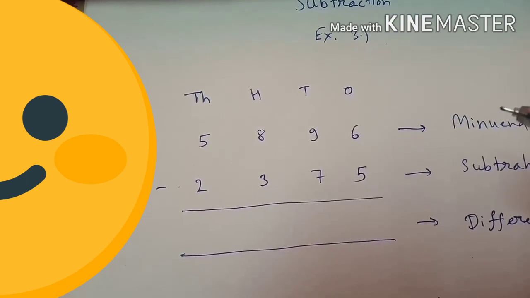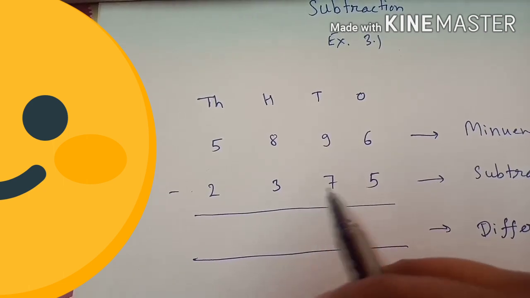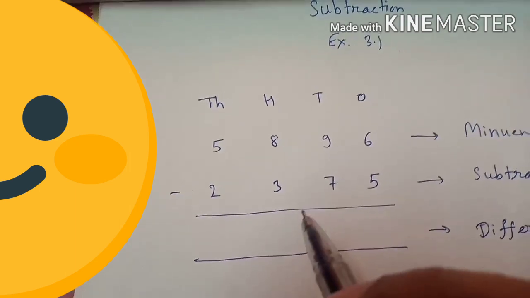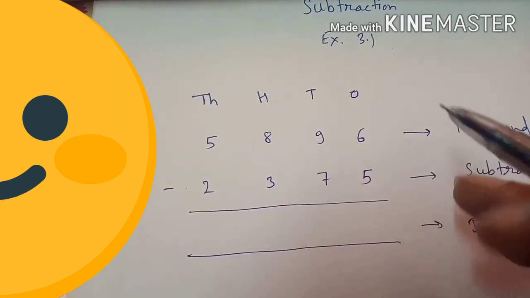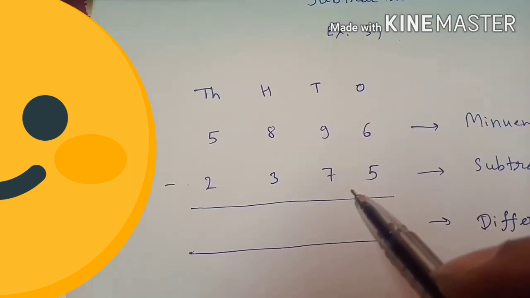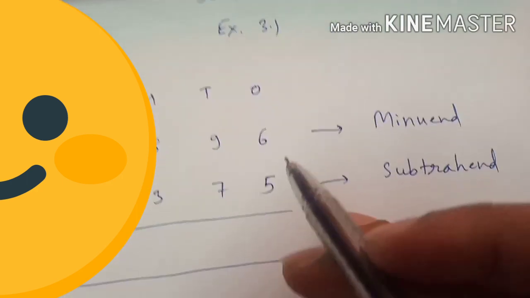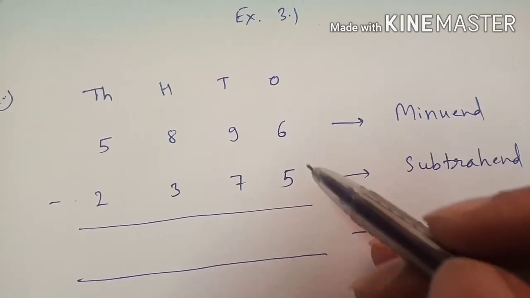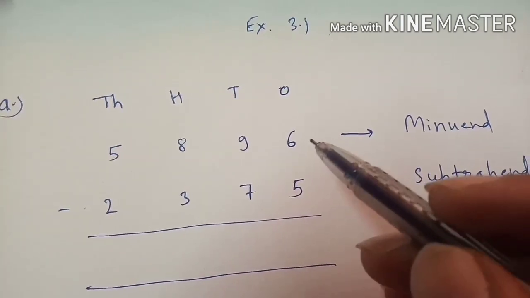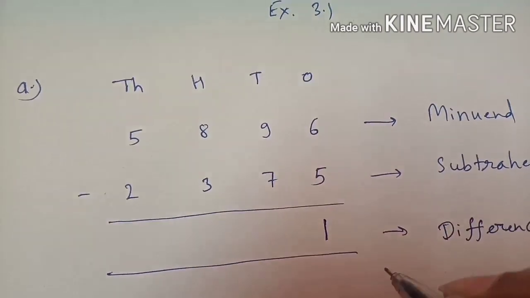3.1, and our first question is we have to subtract 2375 from 5896. Okay, in subtraction the big number will come above and the small number will come below. And remember this thing, always subtract from the ones place number. Here our ones place digits are 6 and 5, so we subtract 5 from 6 and we get 1. Okay, so we will write 1 here.